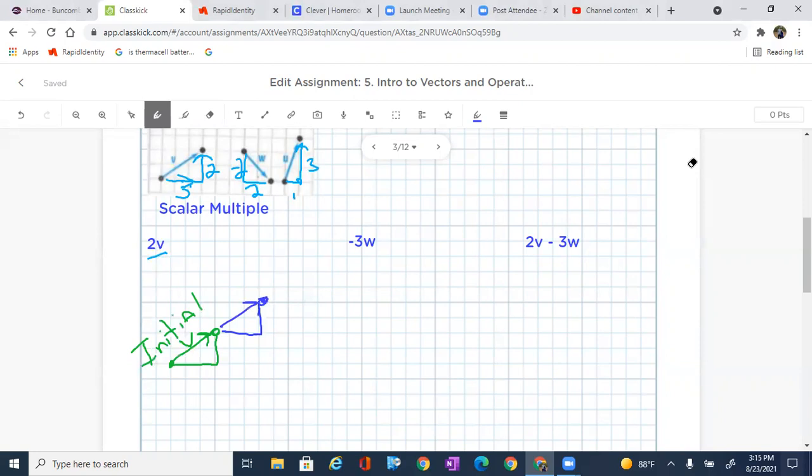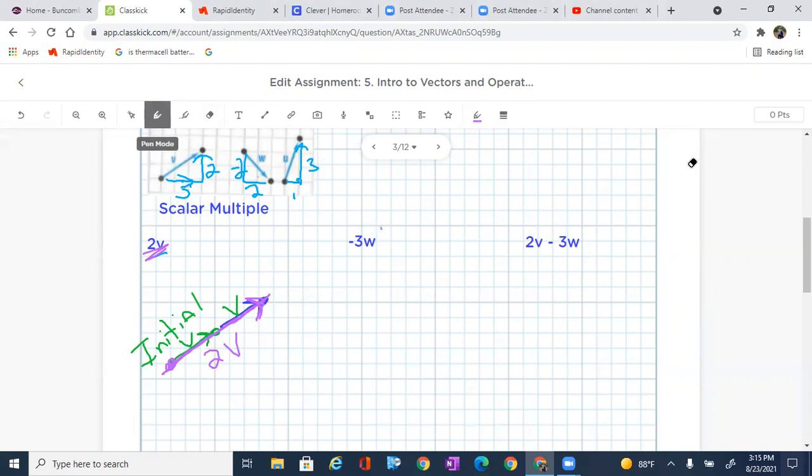Okay, and now you'll notice there is another V right there. So to draw 2V, we're just going to start at the initial, and now we are going to go all the way to the terminal point at the end. And what we've done is we have just drawn 2V. Pretty simple. Okay, and that will give us 2V.